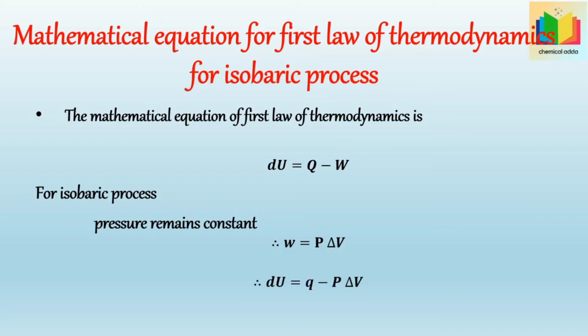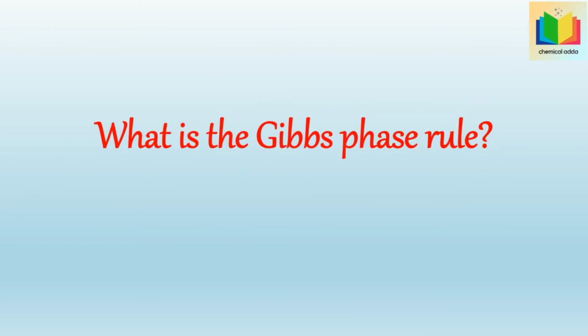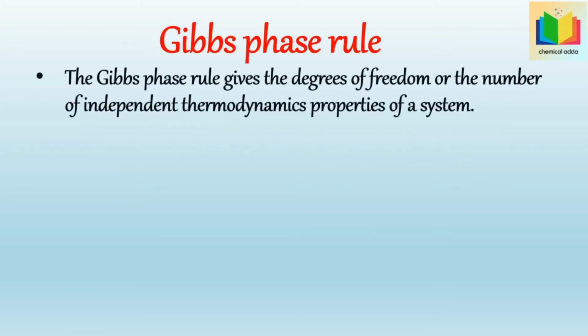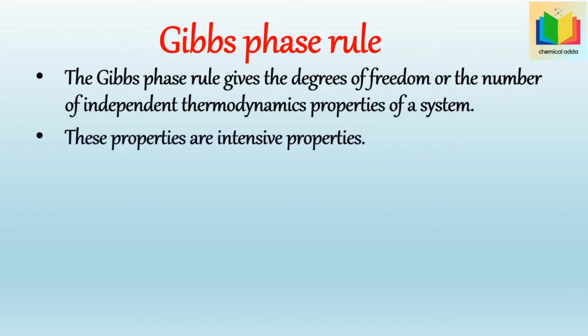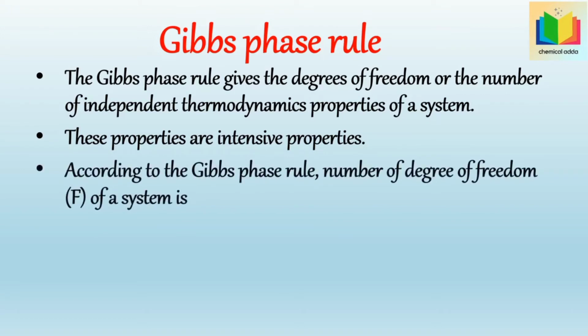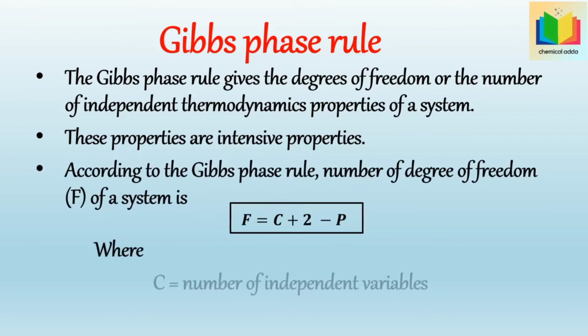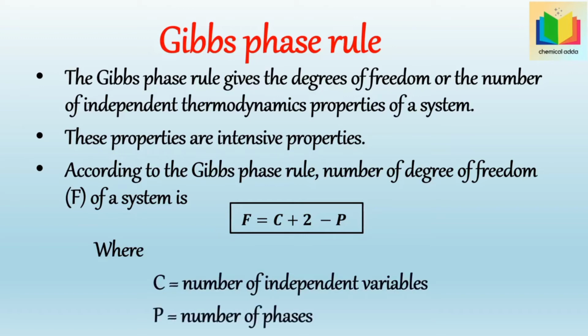Now, next question. What is the Gibbs phase rule? The Gibbs phase rule gives the degrees of freedom, the number of independent thermodynamic properties of a system. These properties are intensive properties. According to the Gibbs phase rule, the number of degrees of freedom, that is F, of a system is F = C + 2 - P, where C is the number of independent components and P is the number of phases.